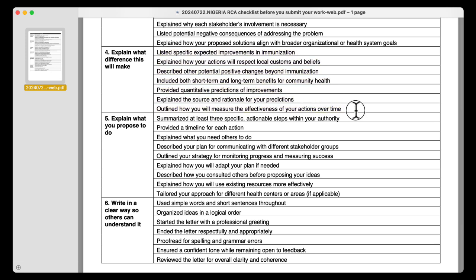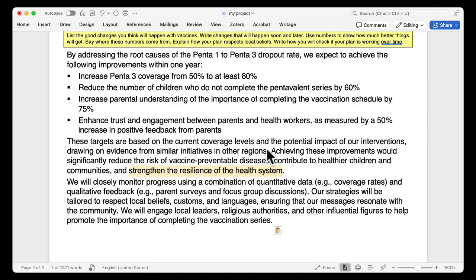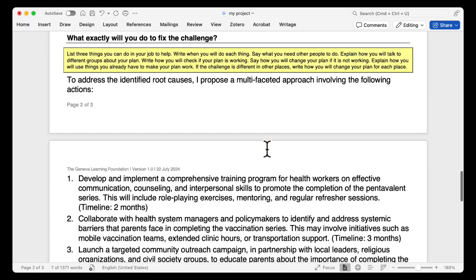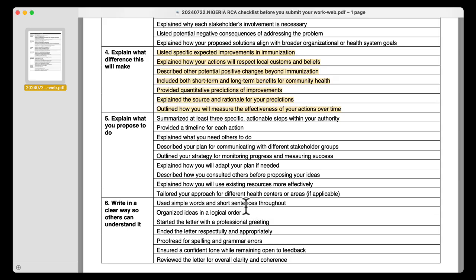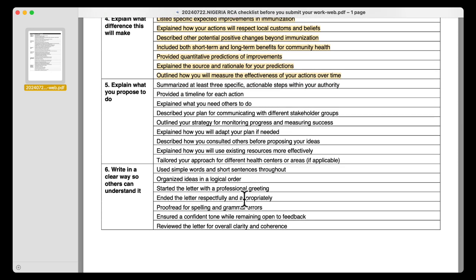So again, have you included all these aspects in what you write? So here we have now finished all 5 sections. This has taken me 20 minutes to explain, but of course you are expected to put much more into it. There is one last criterion, which is write in a clear way so others can understand it. And this is not in the instruction manual, but this is in the checklist before you submit your work. So have you used simple words and short sentences throughout? Have you organized ideas in a logical order? Have you started with a professional greeting, ended the letter respectfully and appropriately?